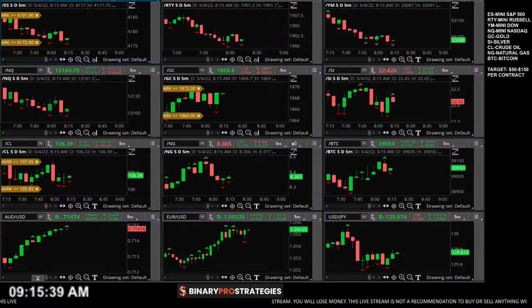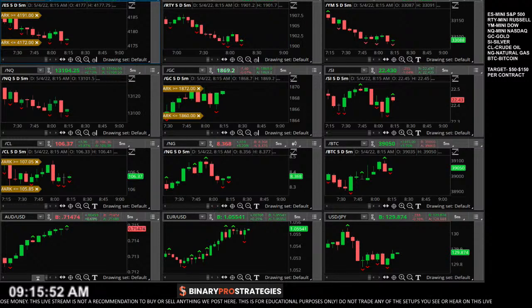And then on the currencies, I like the US yen. That has always been my favorite. But I don't have anything set up yet anywhere else. Possible short coming into YM, not there yet. But if that possible setup pattern develops, we'll get a short on that.